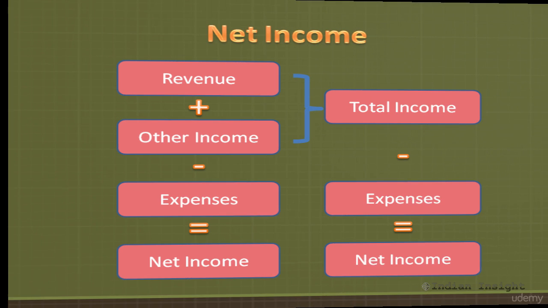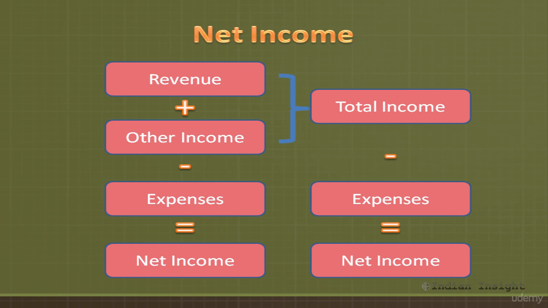Now, the income statement has a calculation of net income, which is governed by this equation here. According to this equation, your net income is equal to revenue plus your other income minus all your expenses. Net income is also commonly referred to as the bottom line because of its proximity to the bottom of the statement. Other names of net income are net earnings, net profit, and profit or loss.